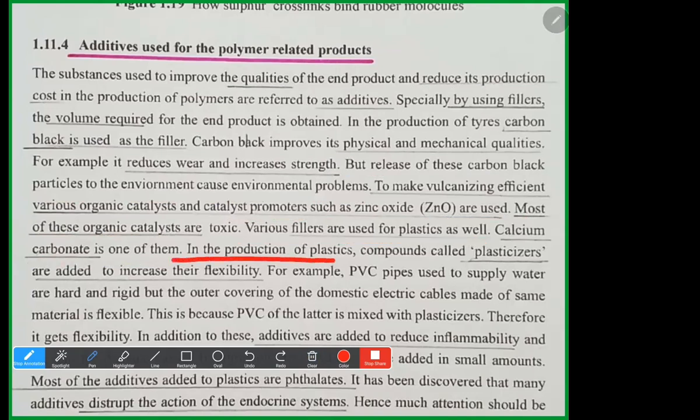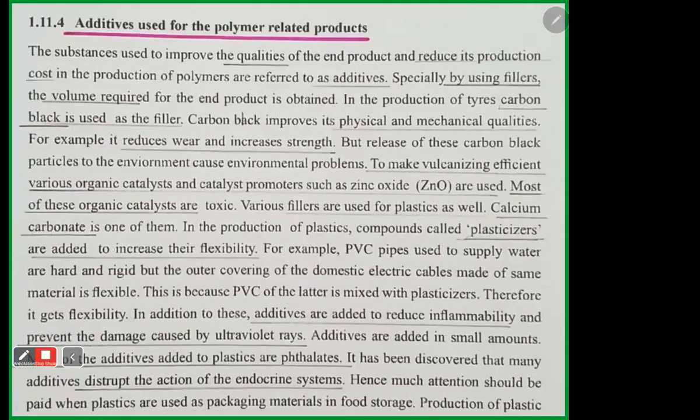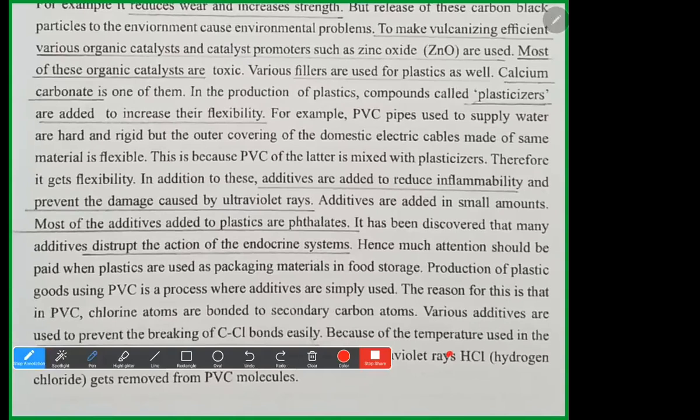In the production of plastics, compounds called plasticizers are added to increase their flexibility. For example, PVC pipes used to supply water are hard and rigid, but the outer cover of domestic electric cables made of the same material is flexible. This is because the PVC of the latter is mixed with plasticizer. Therefore, with plasticizer, we are getting flexibility.